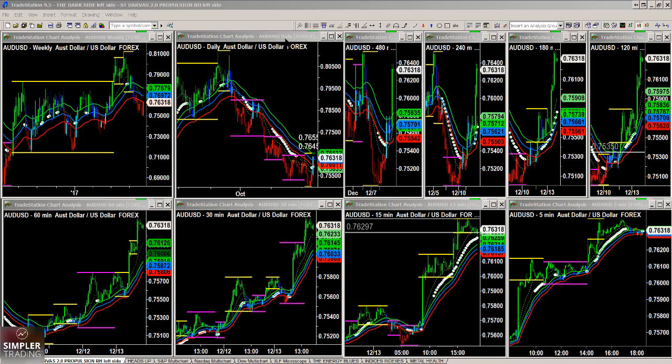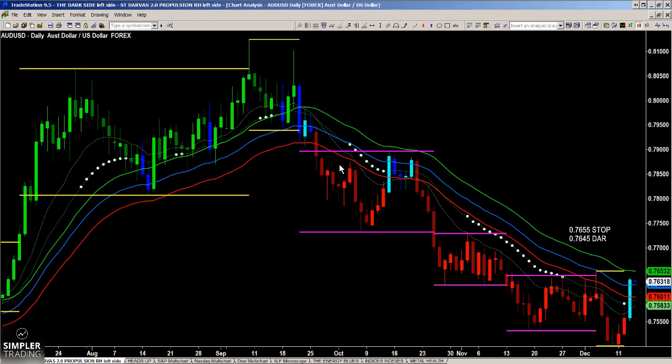frames to better time trades. Now this one is especially interesting because whether or not you're looking at the Australian dollar futures or the Australian dollar versus US dollar Forex, it's the same market, by the way. One is the Forex off exchange, one is the futures on exchange, but you're still trading the two same currencies.